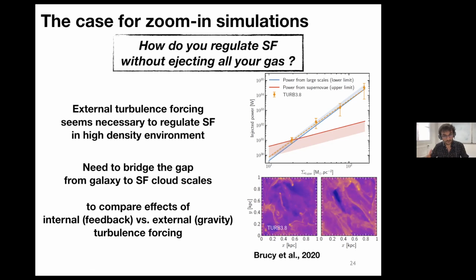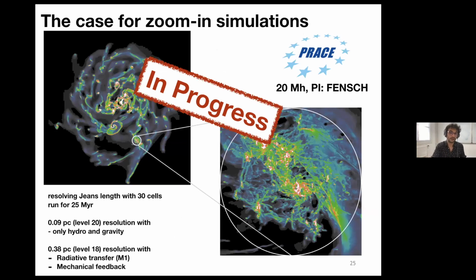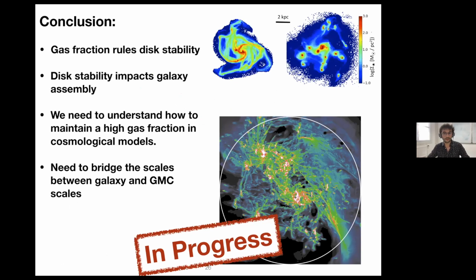What we want to do is to bridge the scales between galaxy and cloud scales. And that's a study that I'm currently doing using a PRACE allocation that I got this year. The simulation is just over. I still only have preliminary results, that we will present probably next year at the next RAMSES meeting. So those simulations have nested zooms that bring the resolution down to level 20 when I'm only using hydro and gravity, and to level 18 with radiative transfer and mechanical feedback. And that's where I leave you here. So see you next year to present the results on the nested zooms inside a gas-rich galaxy.